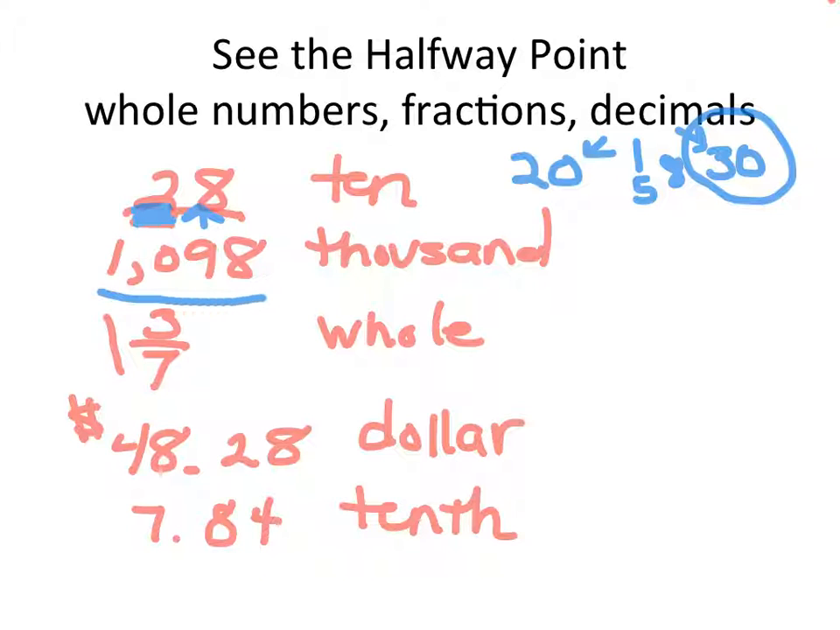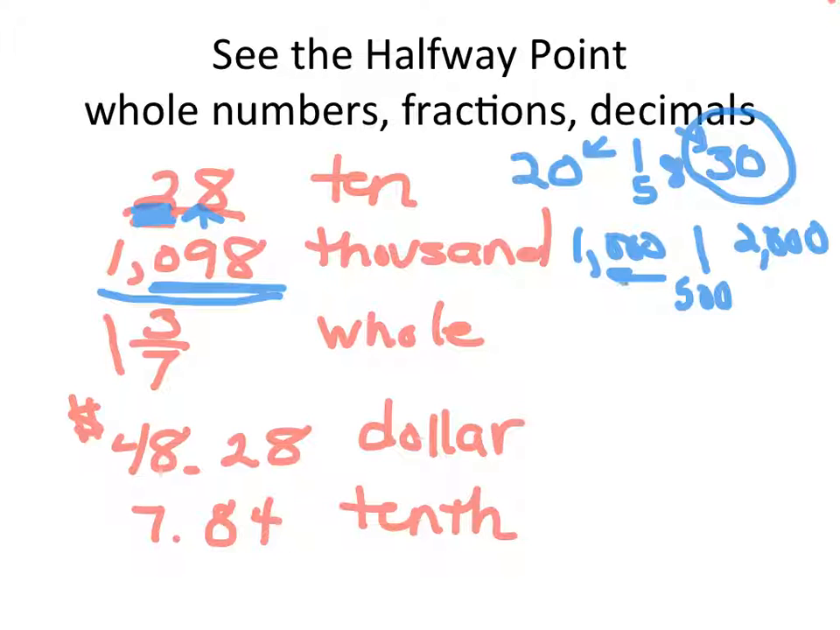If I'm going to estimate by rounding this number to the nearest 1,000, I know that half of 1,000 is 500. So I have 1,000, and the next 1,000 is 2,000. 500 is the halfway point. Do I have more or less than that? I only have 98. That's much less than that, so I would estimate by rounding to 1,000.